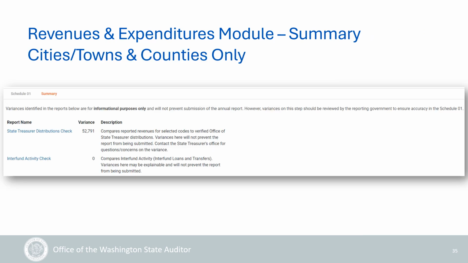For cities, towns, and counties, you will see an additional step within the Revenues and Expenditures module for the Schedule 01 summary. This is for informational purposes only, and variances here should be reviewed, but there are no validation checks to prevent submission of the report.